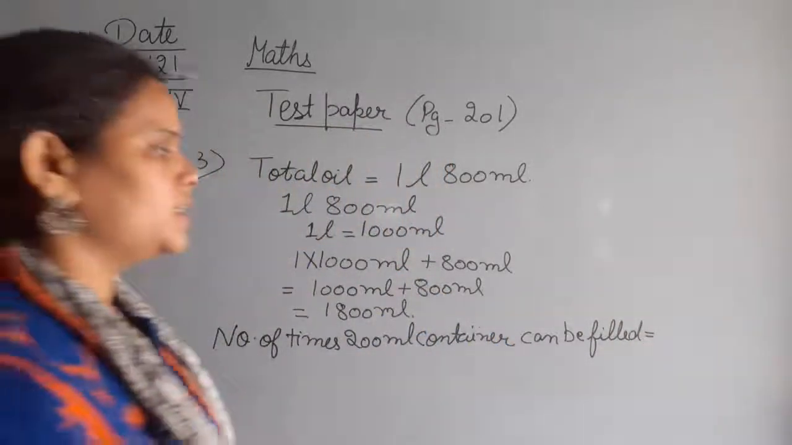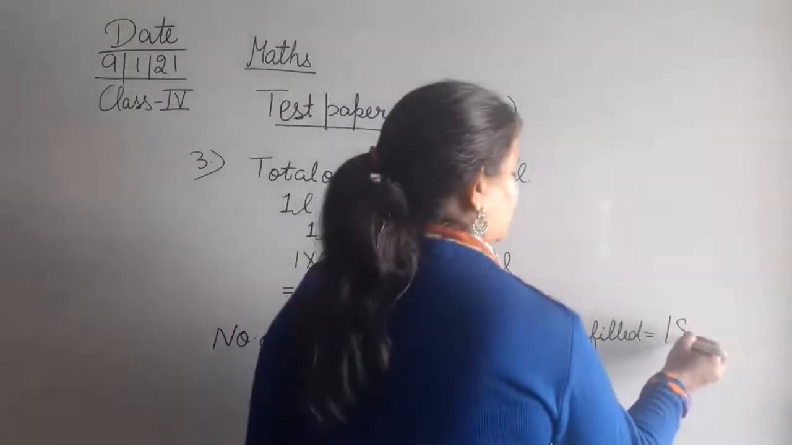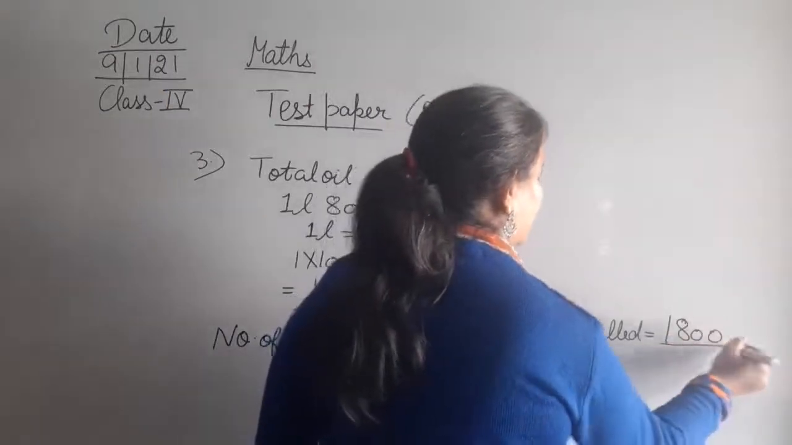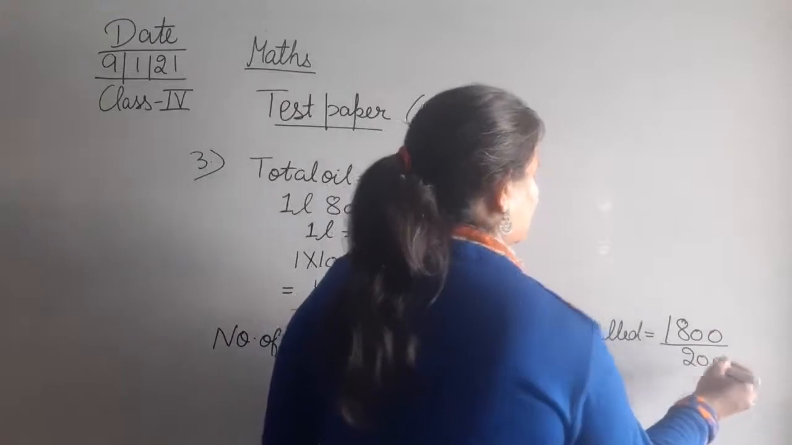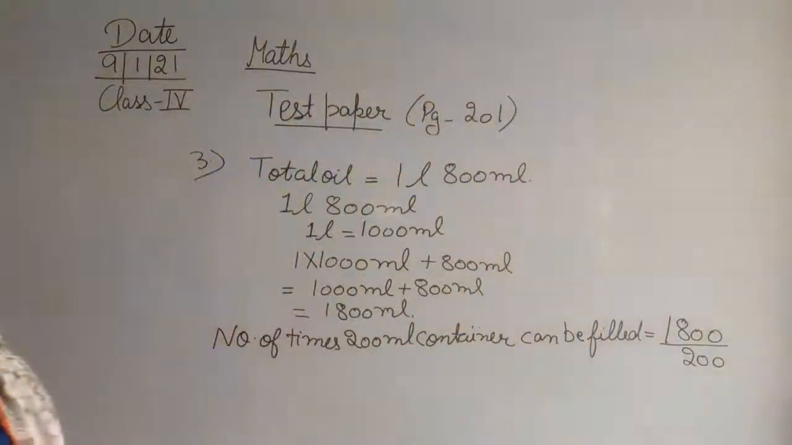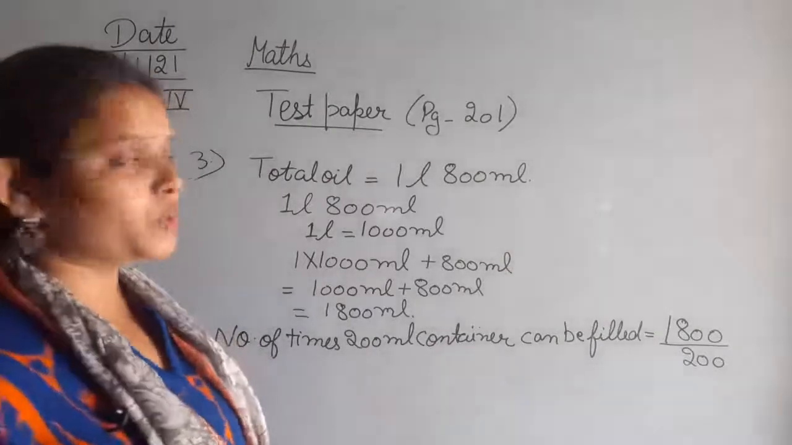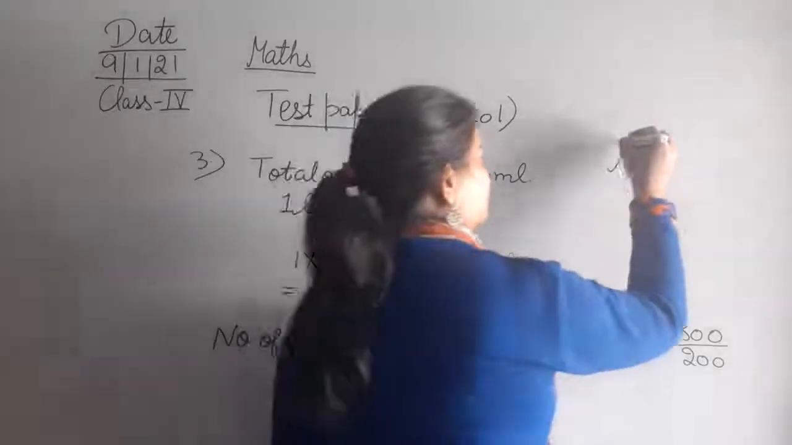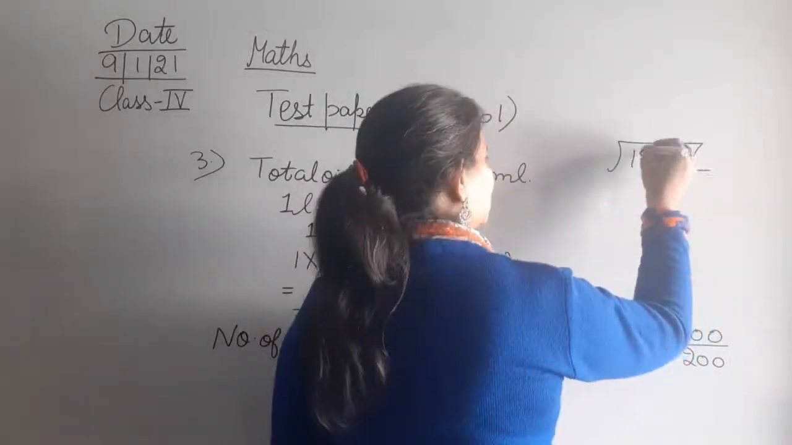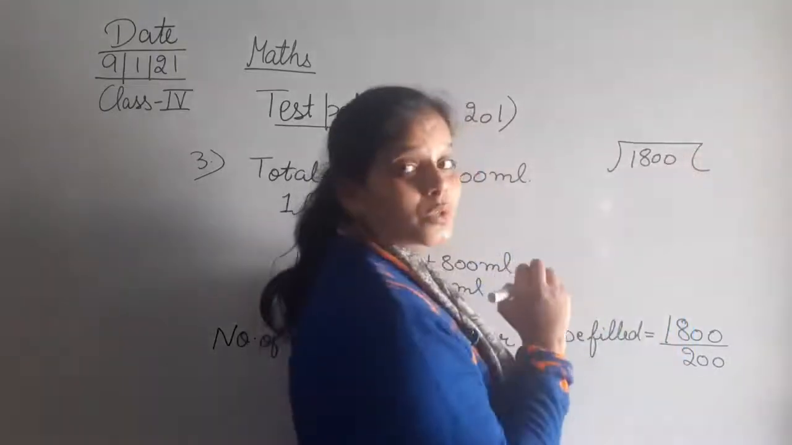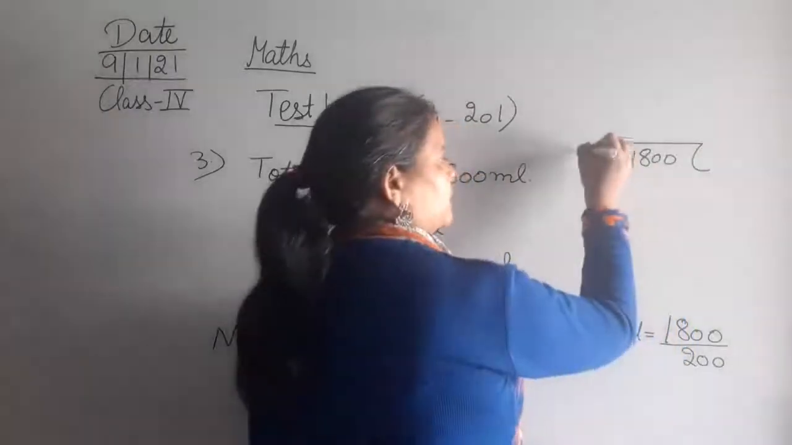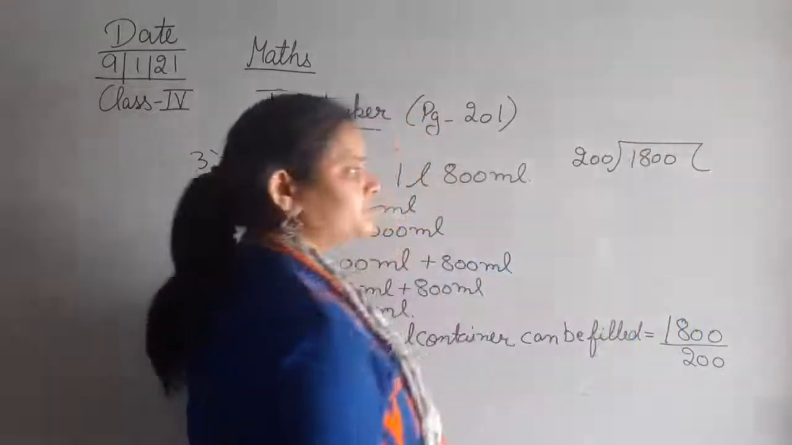Okay, so the total is 1800 ml. 1800 ml divided by 200. So let's divide 1800 by 200. And this calculation, if you want to do in the rough, you can do, or otherwise you can show it in the fair copy as well. That is up to you. 1800 divided by 200.